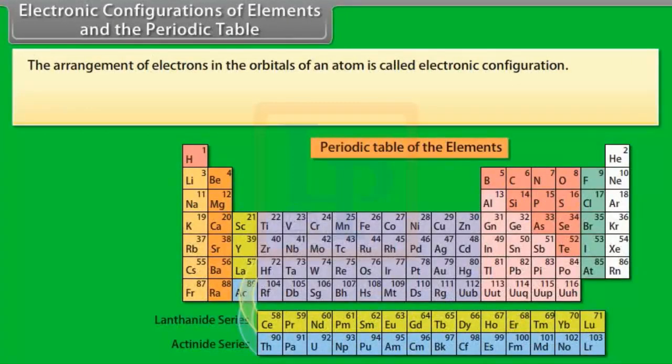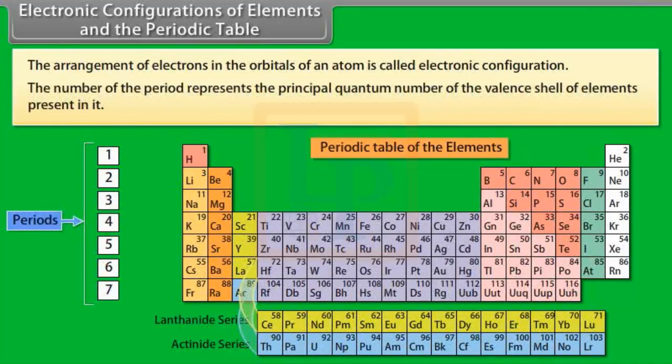Electronic configurations of elements and the periodic table. The arrangement of electrons in the orbitals of an atom is called electronic configuration. The number of the period represents the principal quantum number of the valence shell of elements present in it.